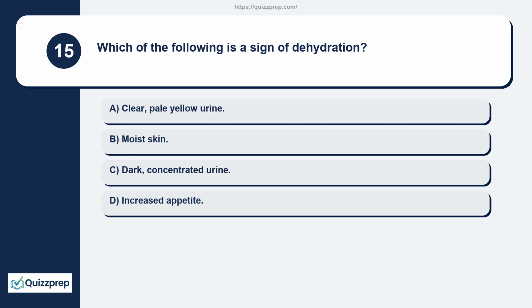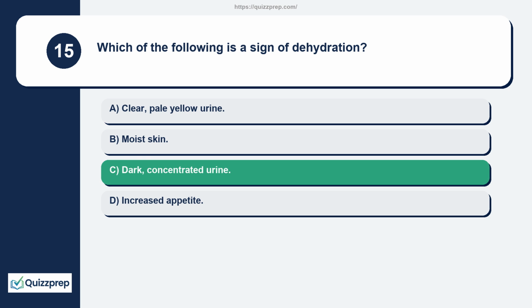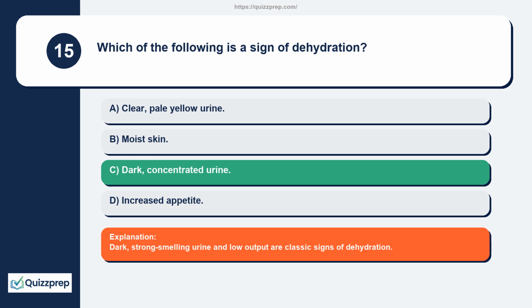Question 15. Which of the following is a sign of dehydration? Clear, pale yellow urine, moist skin, dark, concentrated urine, increased appetite. Dark, strong-smelling urine and low output are classic signs of dehydration.